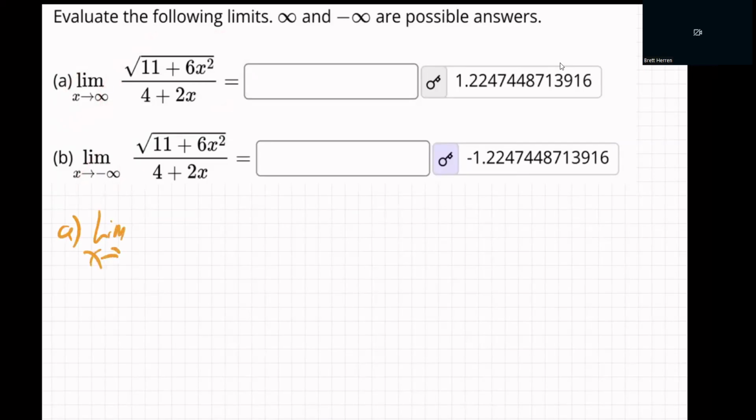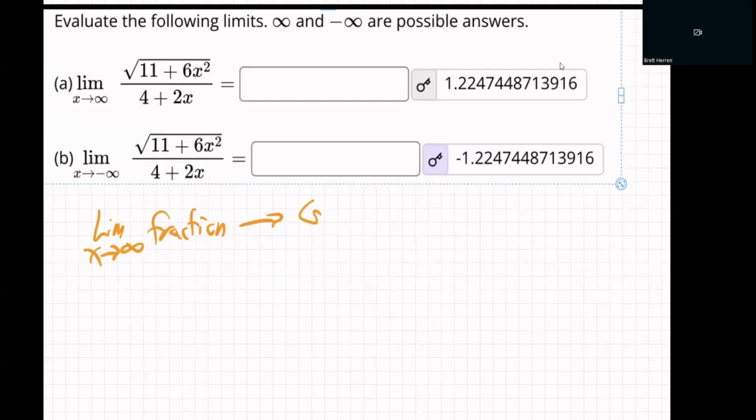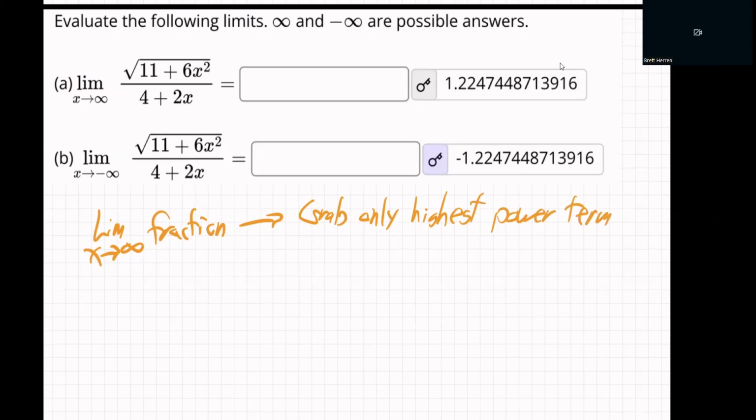Now, when we take the limit as x goes to infinity of a fraction, let me just write the general game plan. We grab only the highest power term, top and bottom, numerator and denominator, because that's all that matters. I've shown this in some other videos, right? So in other words, I'm going to get rid of this guy, and this guy, and this guy, and this guy.